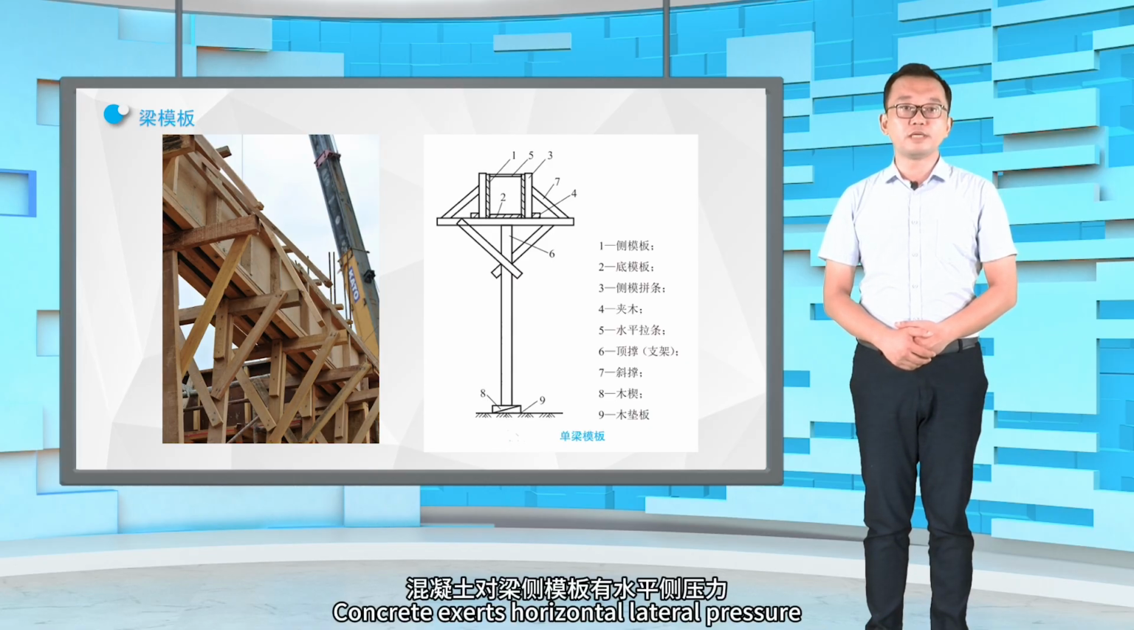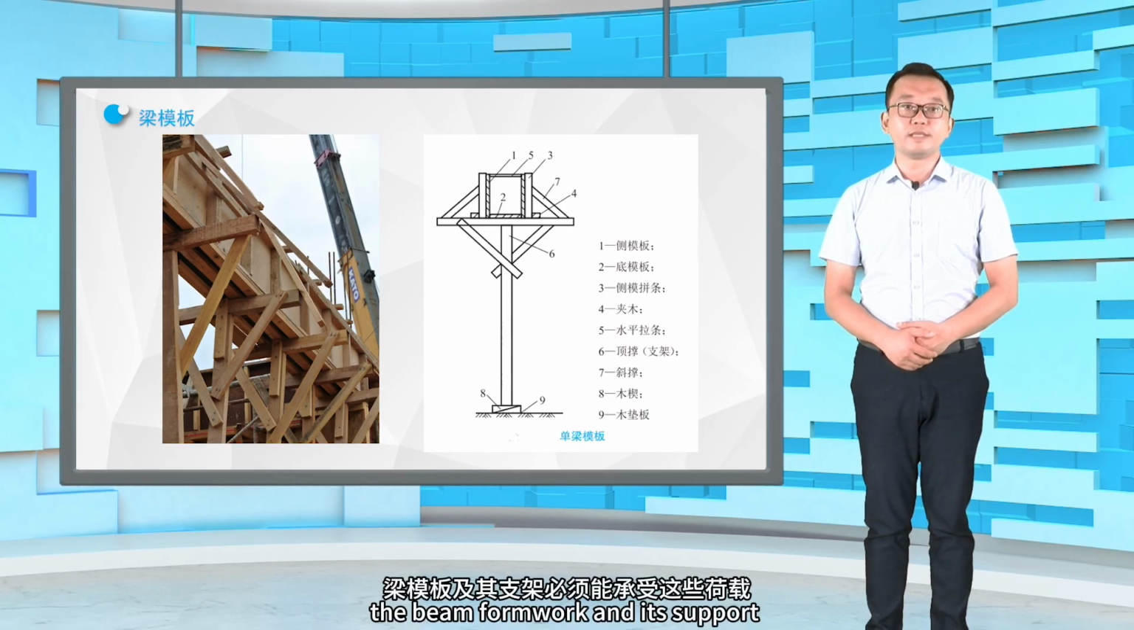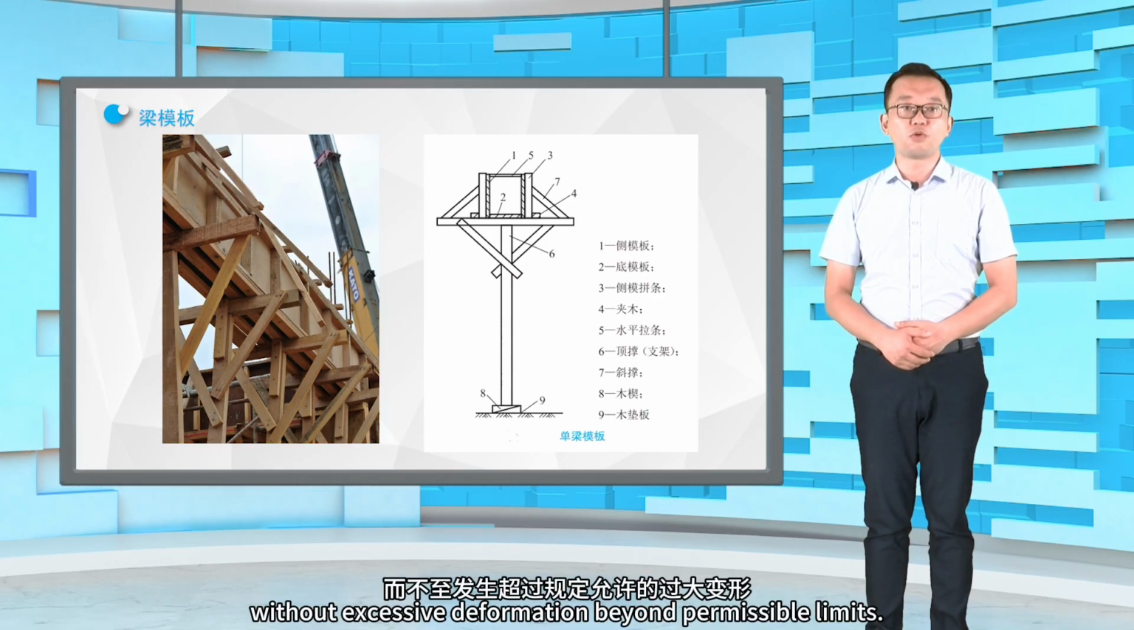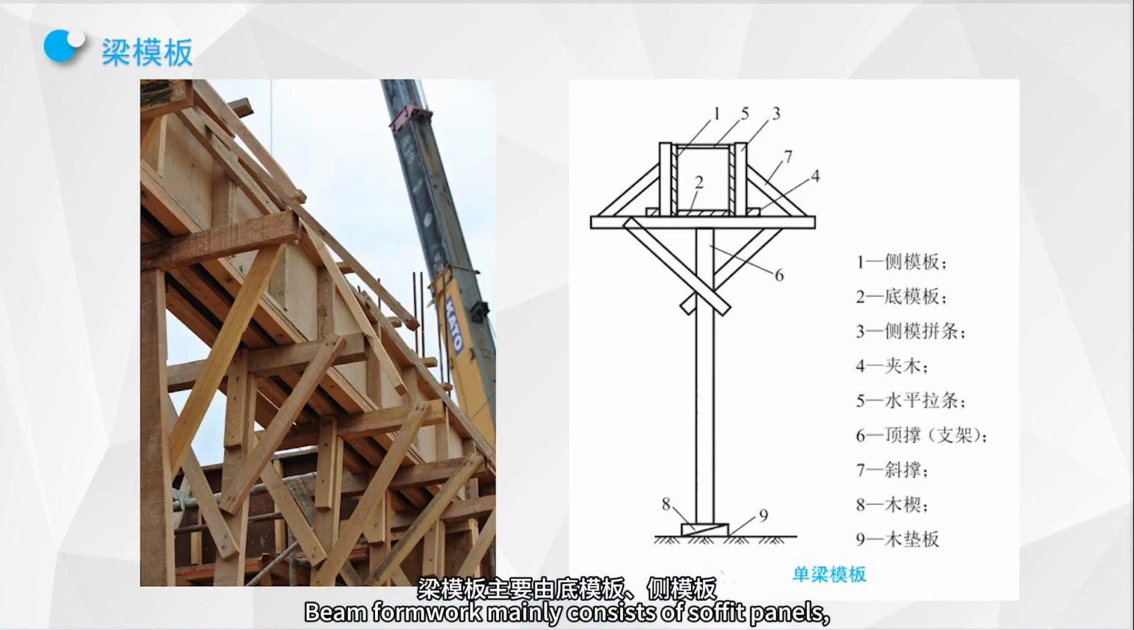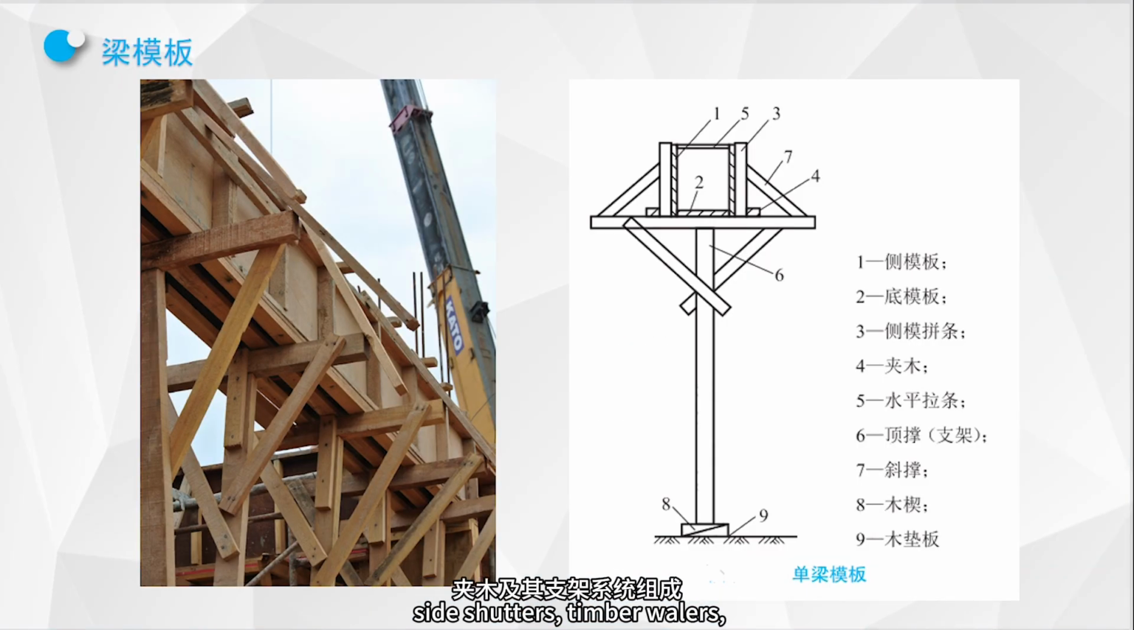Concrete exerts horizontal lateral pressure on the beam side formwork and vertical pressure on the soffit. Therefore, the beam formwork and its support must withstand these loads without excessive deformation beyond permissible limits. Beam formwork mainly consists of soffit panels, side shutters, timber wailers, and a supporting system of props.